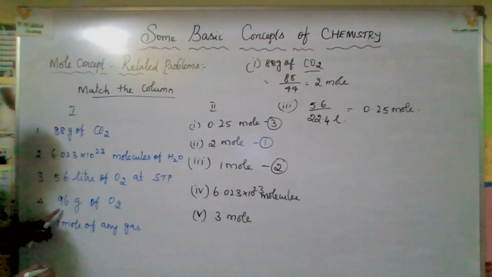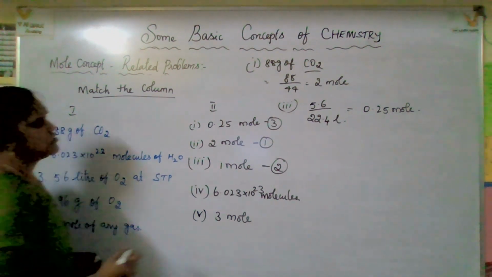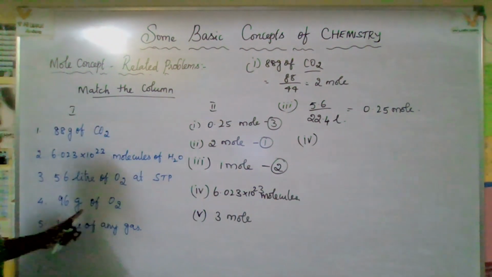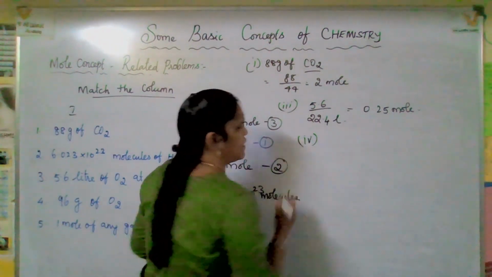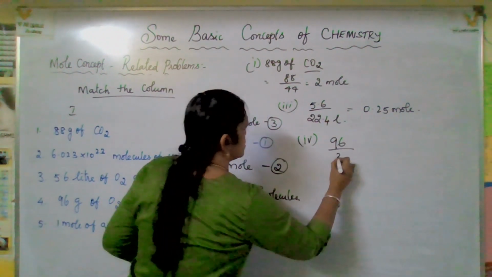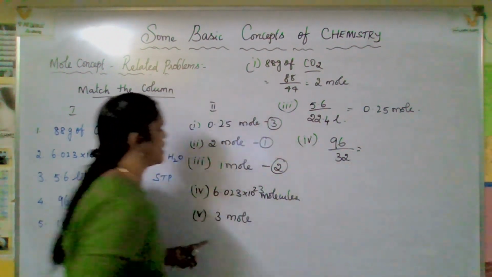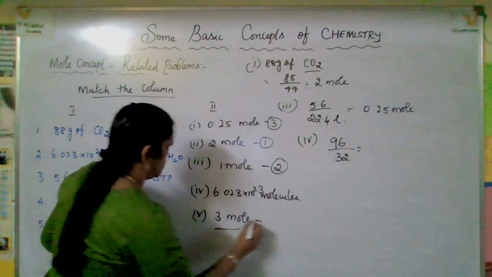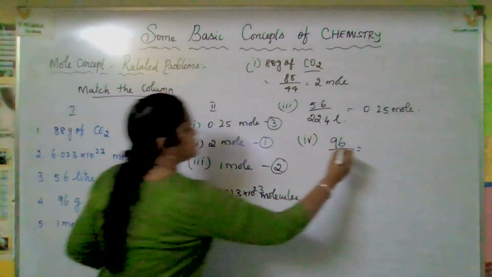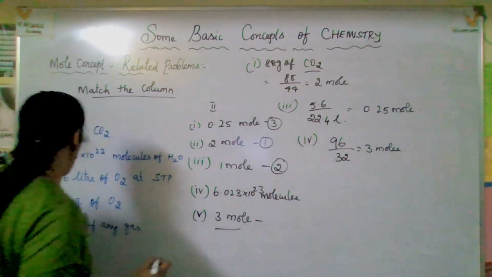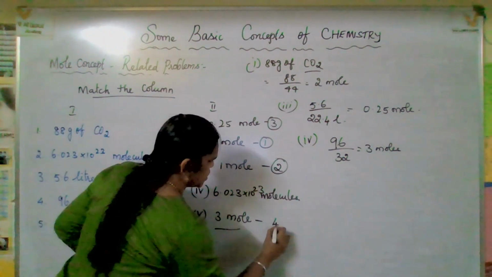Now the next one, 96 gram of oxygen. So 96 gram of oxygen means given mass by molecular mass of oxygen. Given mass is 96 gram, and molecular mass of oxygen is 32. So what answer will you get? You will get 3 moles, right? 3 moles. So here you will get the fourth option.